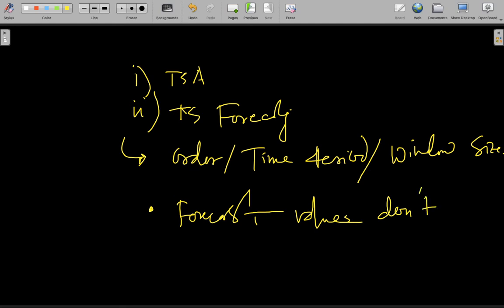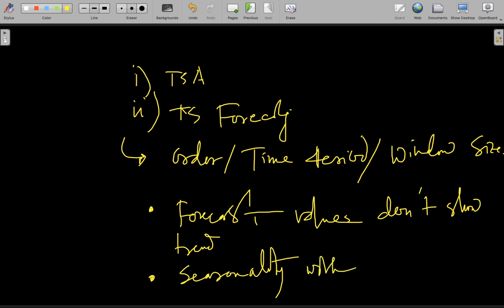Even if the data might have some trend, we will actually lose the trend. Also, the seasonality will be smoothed. You will not see any seasonality when you are plotting a simple moving average forecast. It will basically vanish, it will be smoothened.